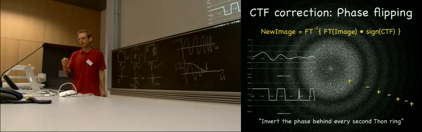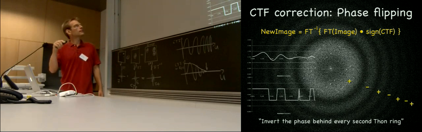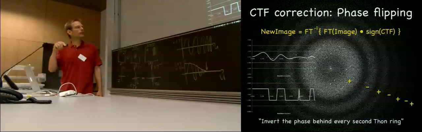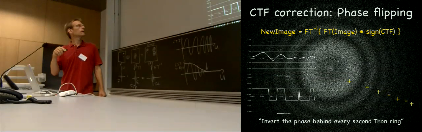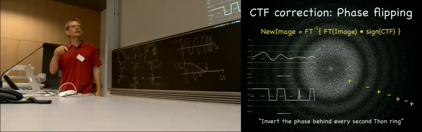Yeah? That's the simplest way of CTF correction, and it's called phase flipping, because you can either in Fourier space multiply this with -1, or you can also go in and take these complex values and add 180 degrees to the phases of these spots. It's the same thing.